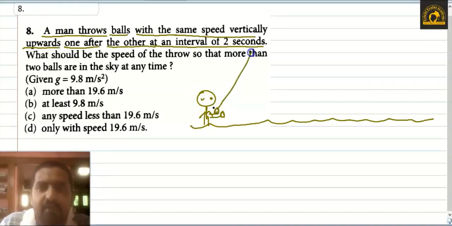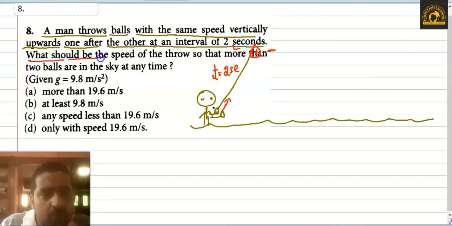So this is one ball. One after the next one, with an interval of time. Time is equal to 2 seconds. After the 2 seconds, he throws one more ball. That is, the time interval is 2 seconds.